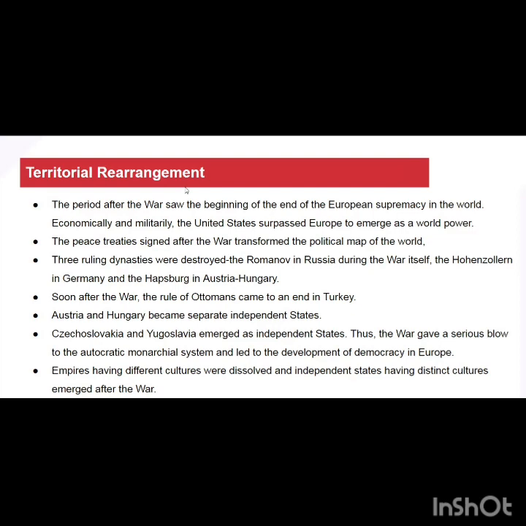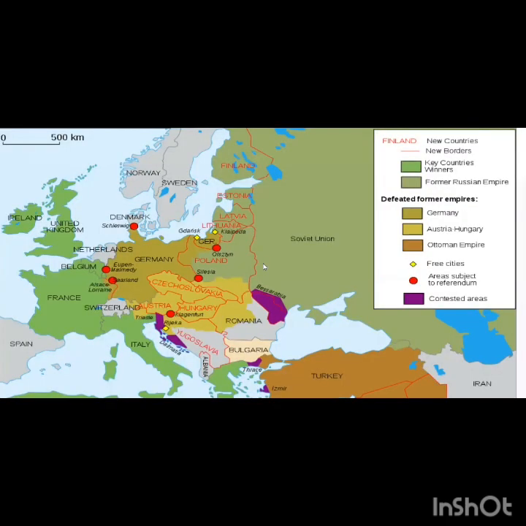So all these new countries, Estonia, Latvia, Lithuania, are called the Baltic nations. All these new countries were born after this World War One. So this is the territorial reorganization of Europe after World War One. This is again one of the biggest consequences of World War One.